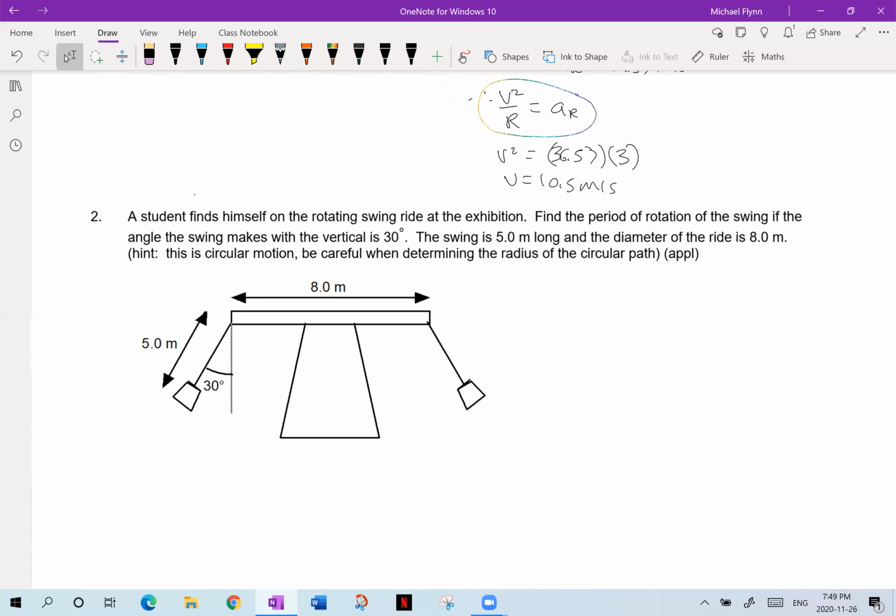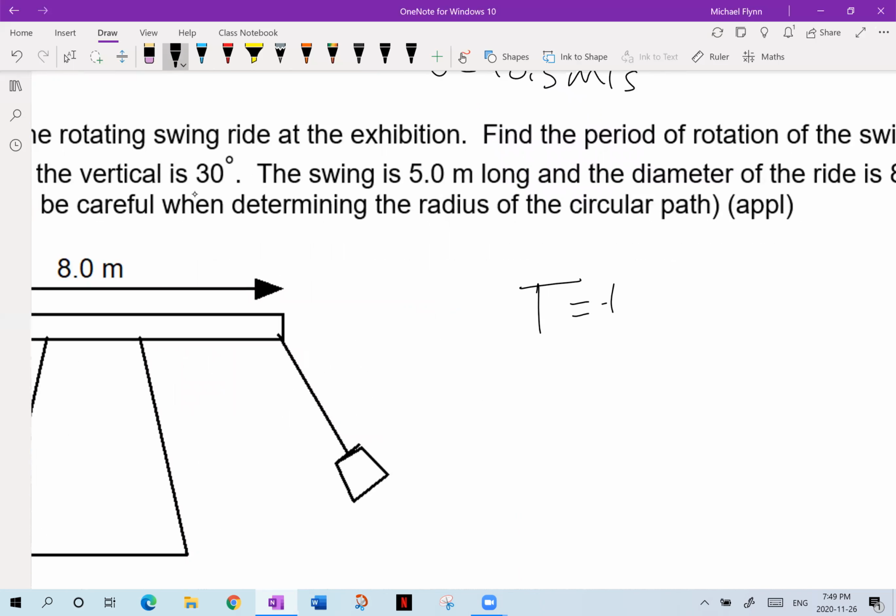This is a conical pendulum, but it's also a ride at Canada's Wonderland. So here's a ride where it's a rotating swing, okay? Find the period of rotation of the swing. So what they're asking us for is the period. Period is the time for one lap.